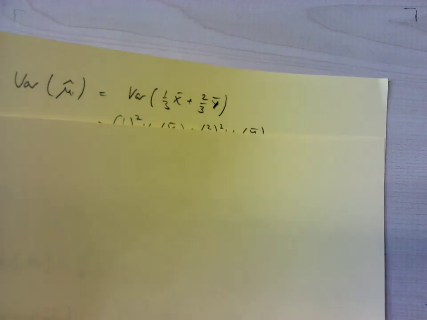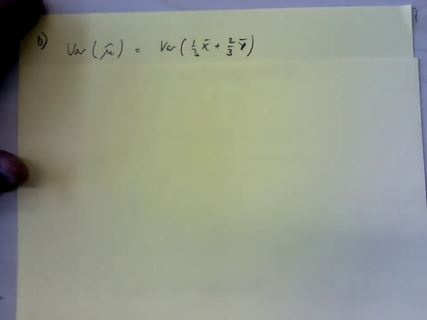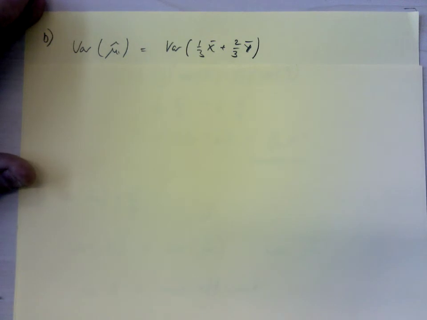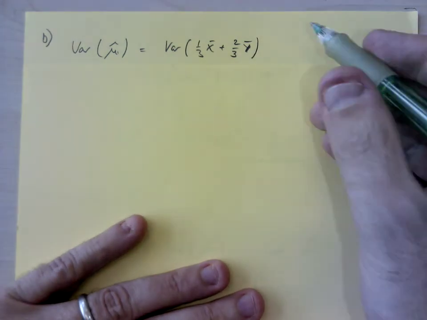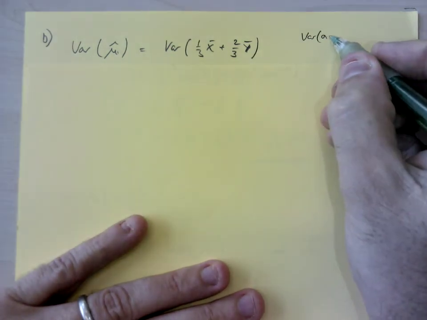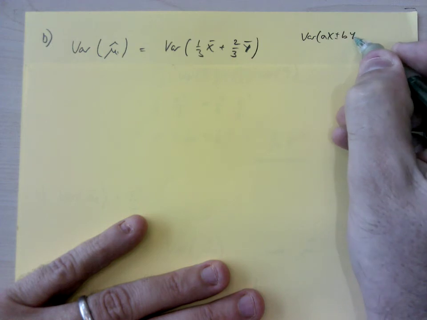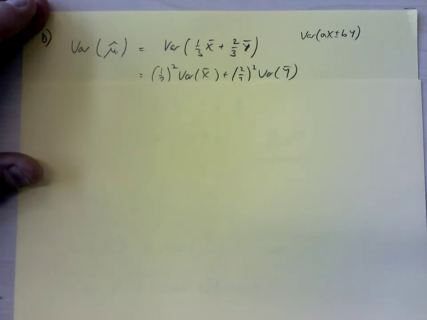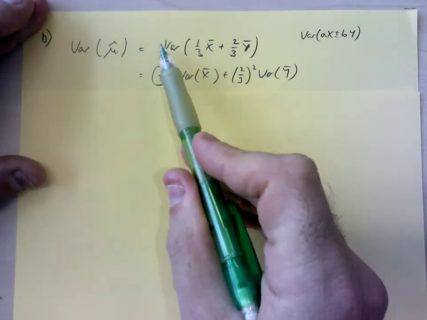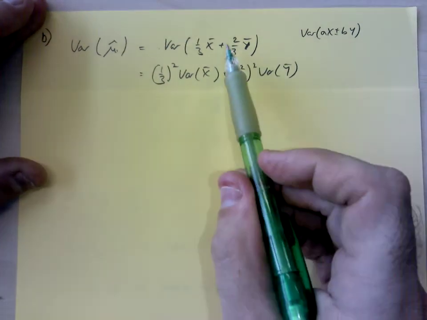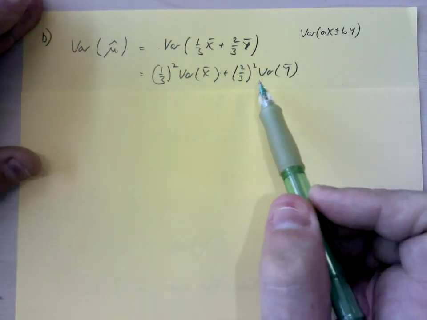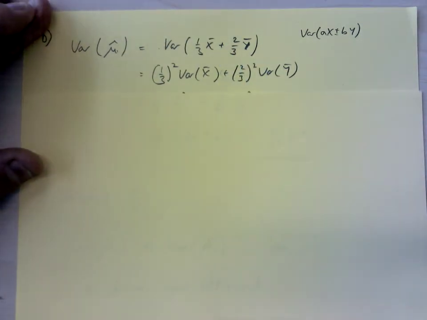Part B asks us to find the variance of mu1 hat. So, okay, let's set this up. I know now that I can also use my results for the variance of ax plus or minus by. Remembering, of course, that the constant comes out squared, and whether this is plus or minus, it's always plus. So I've got that result there.